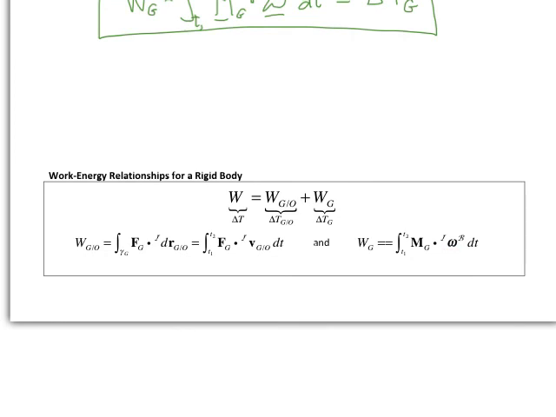The relationship with energy is that this is the change in the total kinetic energy. Then we have our expressions where the work on the center of mass due to external forces is equal to the change in the translational kinetic energy, and the work about the center of mass due to the moment is equal to the change in the rotational kinetic energy.